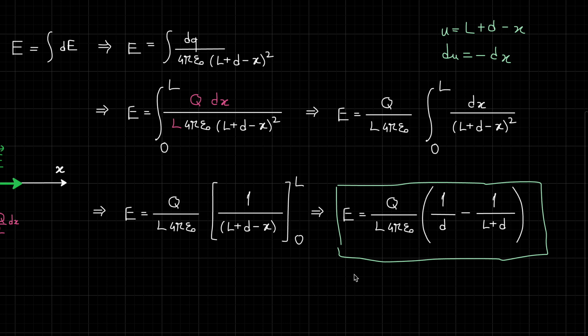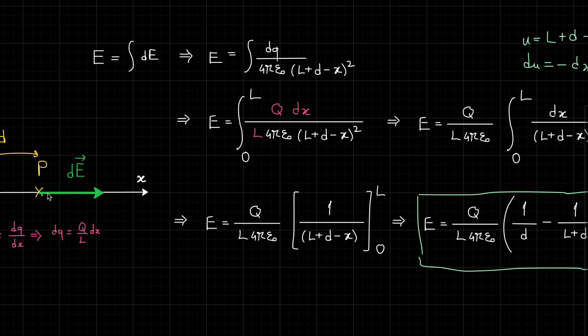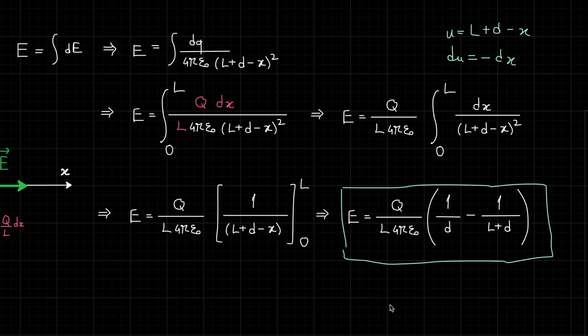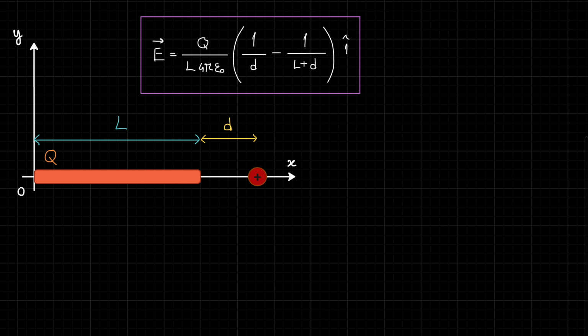Now, what is the direction of the net electric field vector? Remember, all the electric field vectors, dE vectors, point in the positive x direction, so the net vector also points in the positive x direction. We can use the unit vector notation to express the net electric field vector at point P, because it points in the positive x direction. Vector E is equal to its magnitude times i hat.